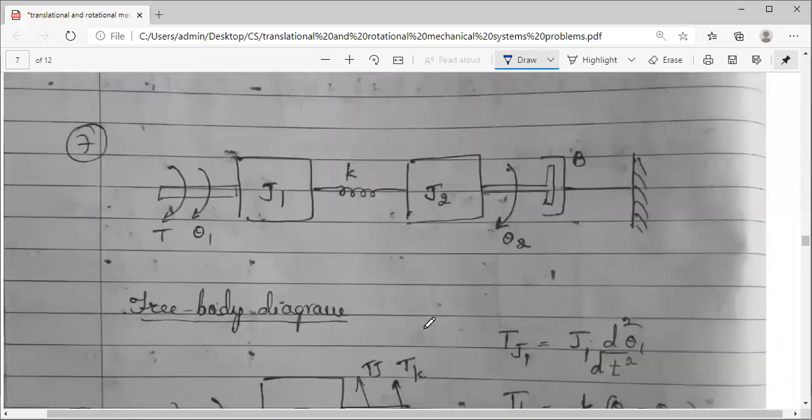Now coming to the next part, that is the problems involving rotational mechanical systems. The solution procedure and analysis are the same. Just the elements will differ. Like in the case of translational systems, we go for the linear displacement, x, y, like that, and the bodies are represented by the masses m1, m2, m3. Then applied forces are f1, f2, f3, like that. And what are the three basic elements in translational systems? One is the mass, the second one is the spring, and the third one is the damper.